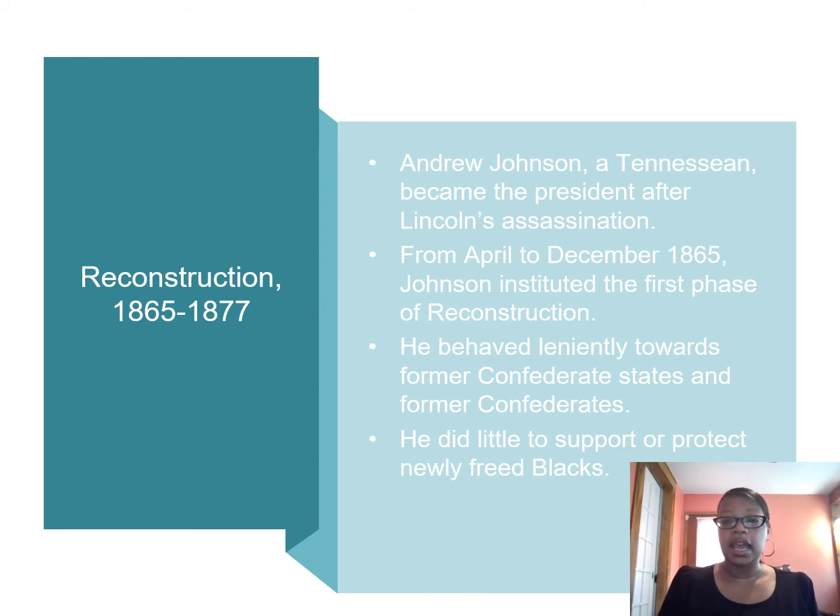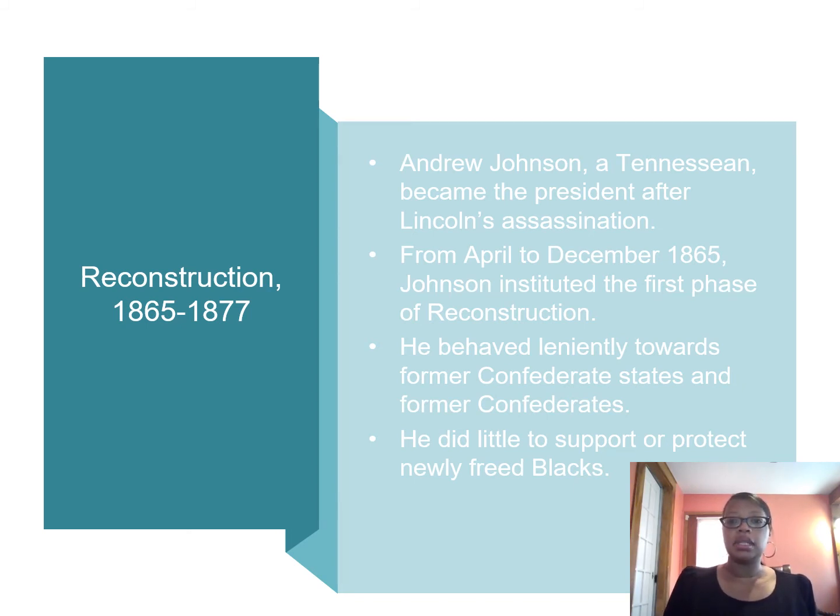Andrew Johnson became the president after Abraham Lincoln's assassination. Andrew Johnson was Lincoln's vice president. He was from Tennessee, and he was no friend to African Americans. Although Andrew Johnson had remained loyal to the Union, he did so not because he opposed slavery, but because he blamed the rich planter class for dragging poor whites into the war. So he remained loyal to the Union, he was Lincoln's vice president, but he was no friend to African Americans.